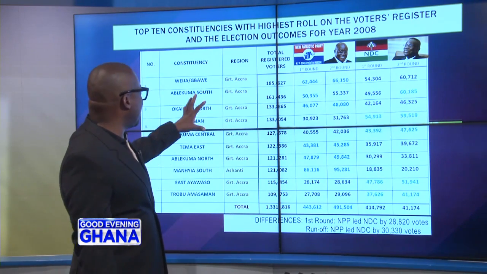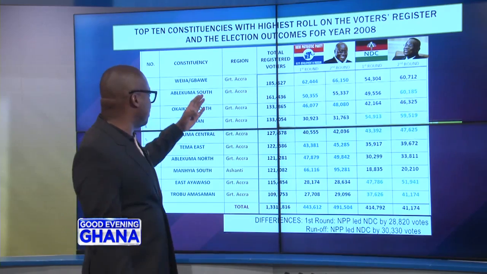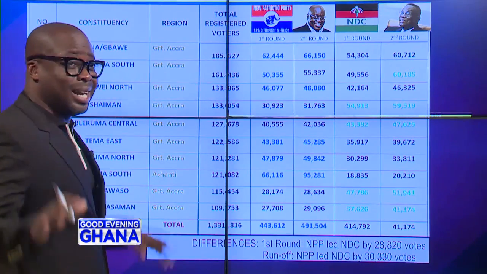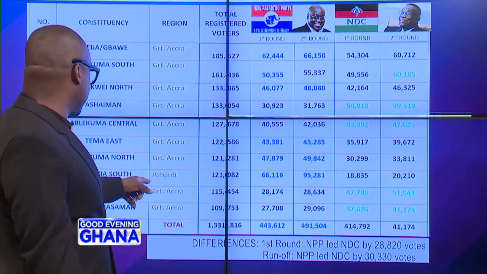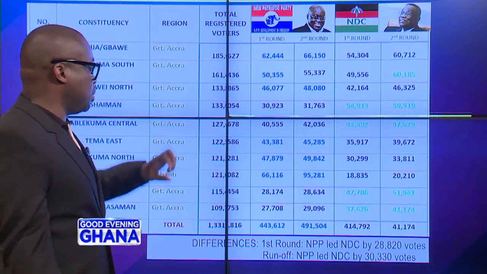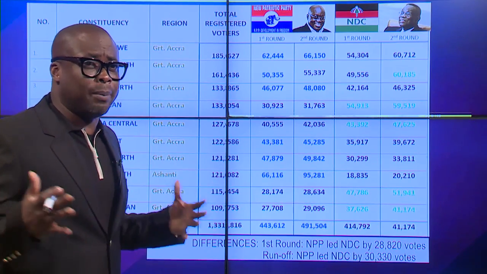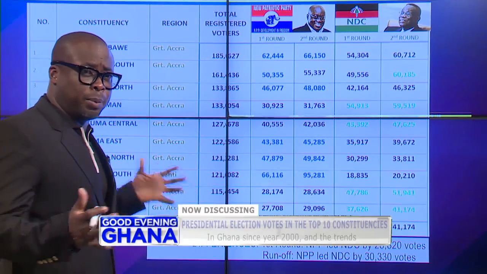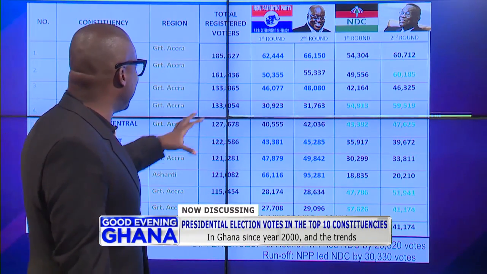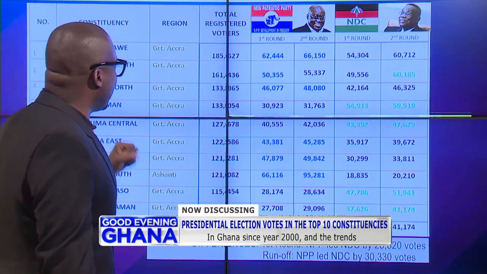Now, the profile of the top 10 constituencies seems the same. Greater Accra is leading. They have 9 of the top 10 constituencies. Ashanti has only 1 of the top 10 constituencies in the country. It means rural urban migration is a big deal and more people are moving to Accra, etc. Now let's look at the figures and see what actually happens.